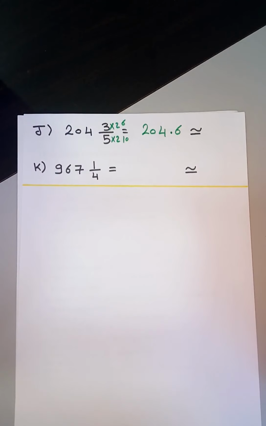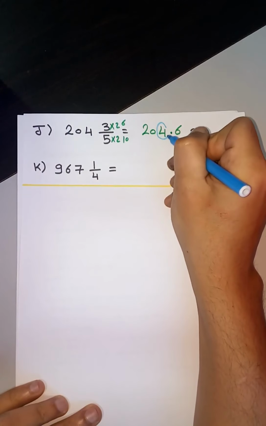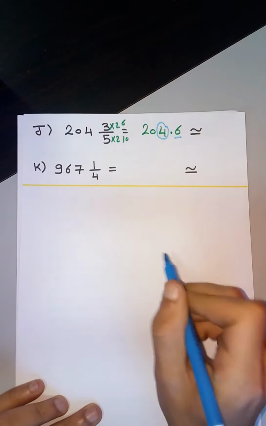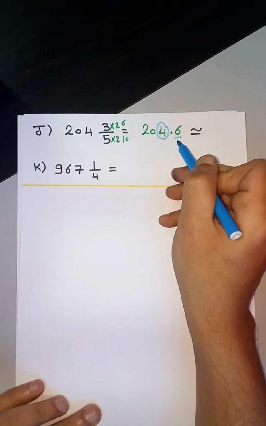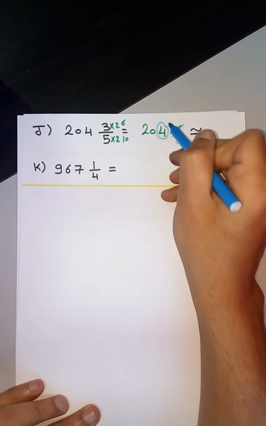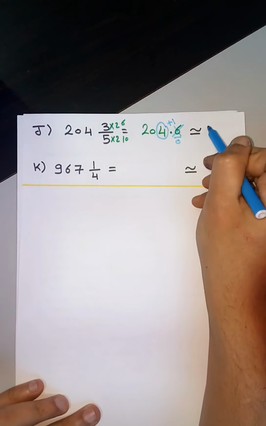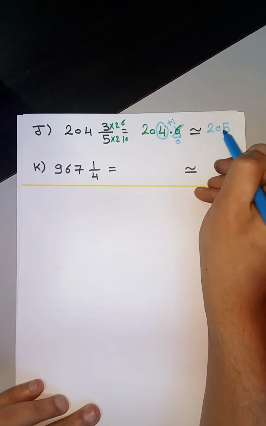Now we approximate to the nearest unit, and the unit is always before the point. So we circle the number 4 and underline the following digit. The following digit is 6, and it is a strong number, so it will be turned into 0 and increase 4 by 1. So the answer is going to be 205.